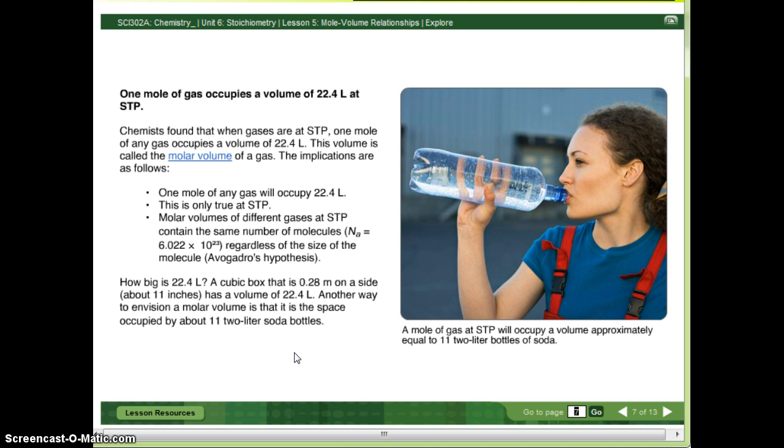Wow. That's how big 22.4 liters is. A mole of gas at STP will occupy a volume approximately equal to 11 2-liter bottles of soda.